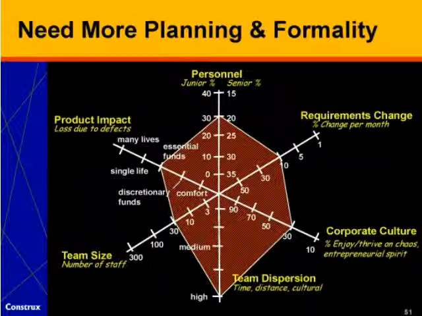And so here the real determination is, where do you fall in this diagram? Do you have lots of senior people? Do you have high requirements change? Does your corporate culture thrive on chaos? Do you have relatively small teams that are mostly co-located? Well, that's a pretty good match for strong Agile development.